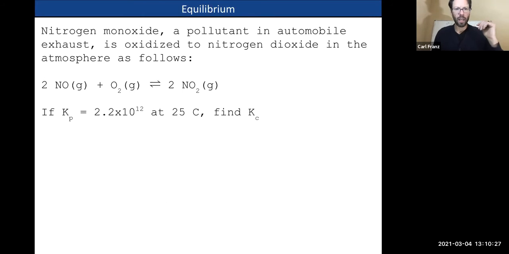And then I think I left you with this problem, but I don't think we actually solved it, so let's go for it. It says nitrogen monoxide is oxidized into nitrogen dioxide. It gives us a Kp and a temperature, and it wants us to find the Kc. So what do you think would be the setup for this? Kp equals Kc times RT to the power of delta N, right?